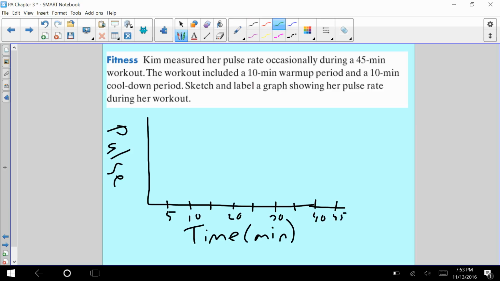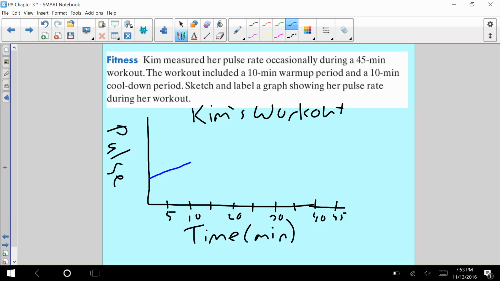Sorry, we forgot to title it. Let's call it Kim's Workout. All right, so in the first 10 minutes, she was warming up. So her pulse doesn't start at 0. It probably starts right about here. It's going up steadily, but slowly.